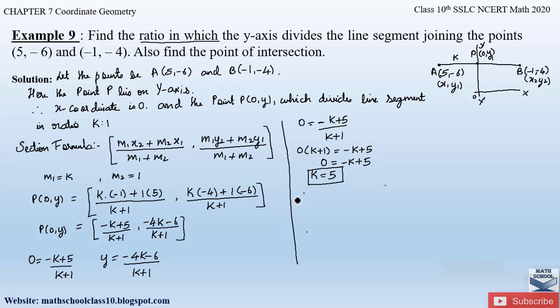So therefore you can write down the ratio in which the y-axis divides the line segment: the ratio is k is to 1. So here the value of k is 5. So the ratio will be 5 is to 1.